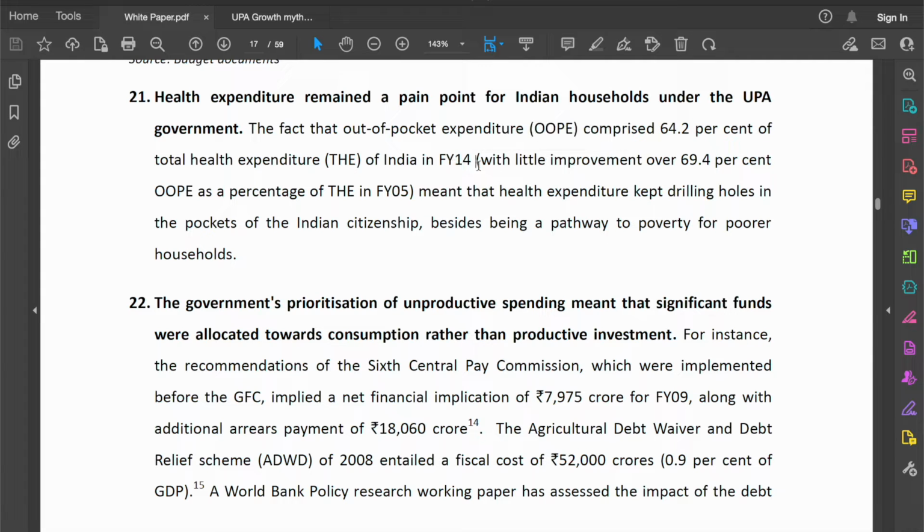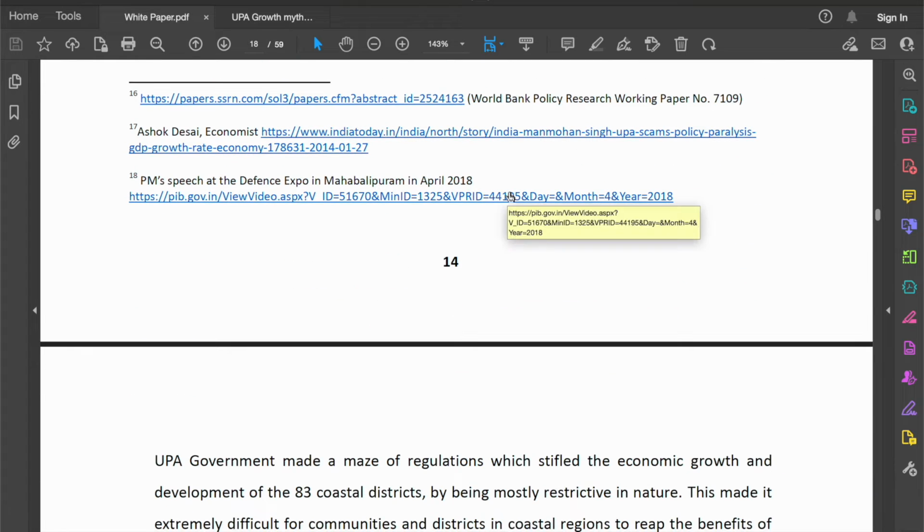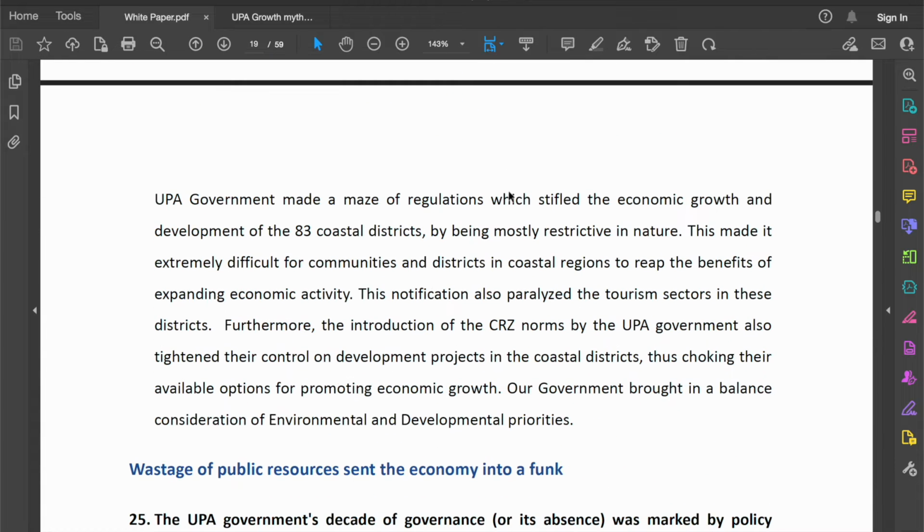And if I'm not wrong, this has now come down to I think less than 50, but I might have to check the data. But then there were environmental issues also. Basically what the government did was the ban on industrial development in coastal districts, and that was the reason a lot of infrastructural projects got stuck due to regulatory issues.